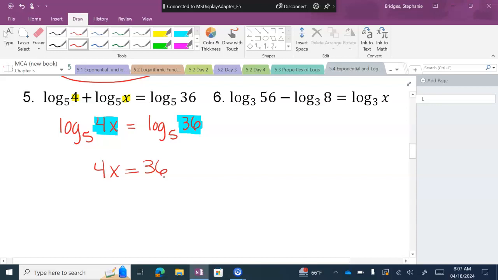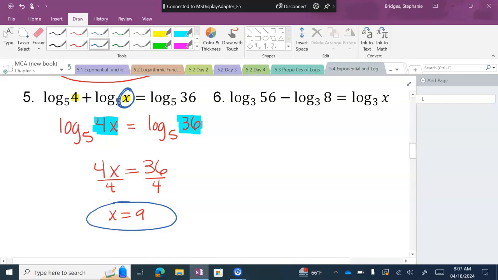Once you do that, you solve for x. And then again, just check to make sure that when you plug that answer back into the original equation, your argument doesn't turn negative. If I divide both sides by 4, what would x be? 9. If I were to plug that 9 back into the variable here, is that going to be okay? Is my argument still positive? Yeah.